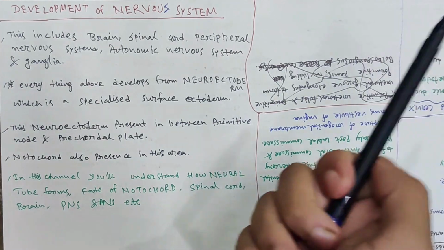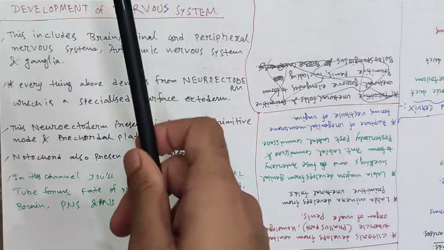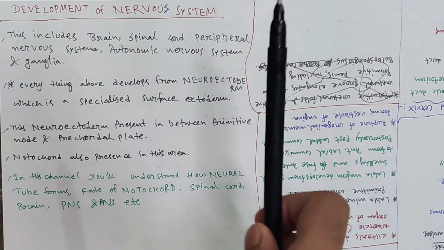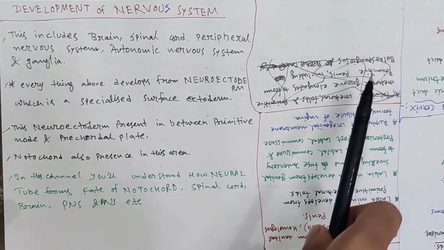Hello and welcome. From today I'm going to talk about the development of the nervous system. It's the most complicated topic of embryology and is very difficult to understand in first year MBBS, but still I will explain this topic as simple as possible, okay?